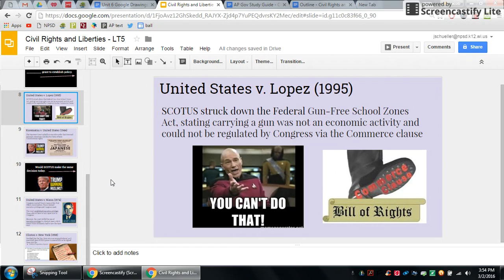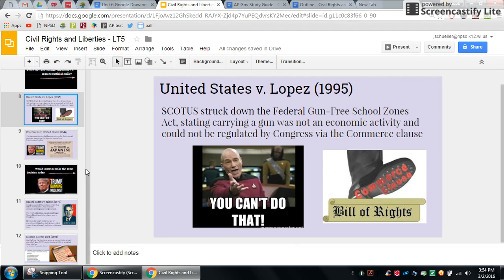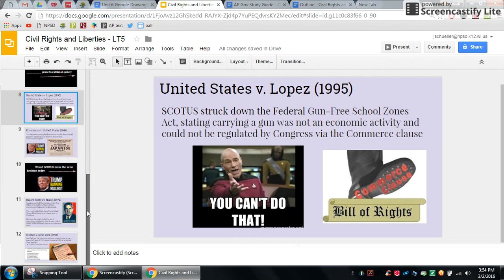You have the rest of the hour to create a Google drawing that represents the consequences and effects of each of these cases. You also need to take the LT5 practice quiz, which is on the bottom of the Unit 6 page. Do all that now. You have the rest of the hour to work on this. If you get done with all that, work on your reading guide.